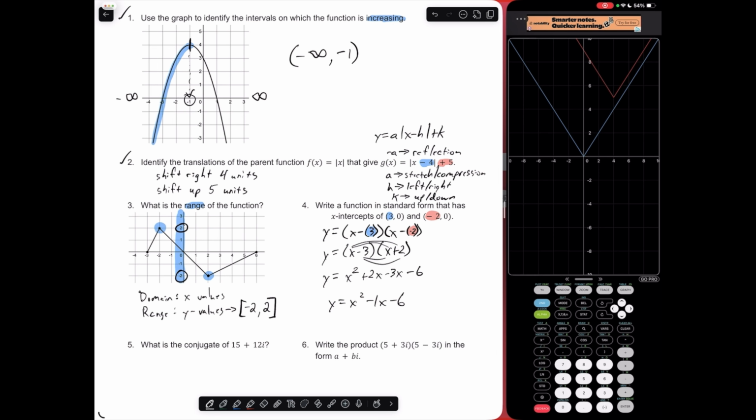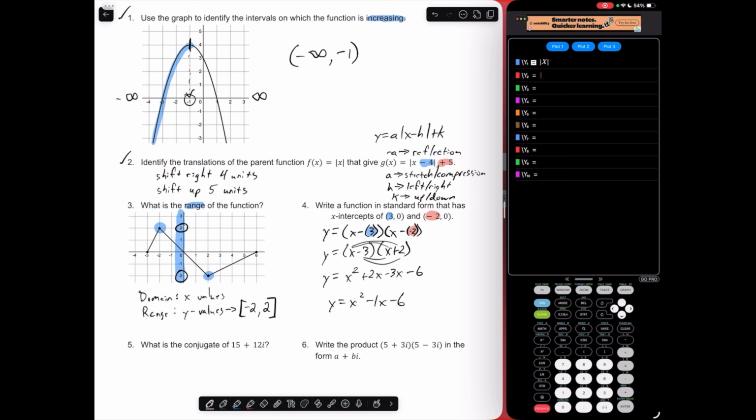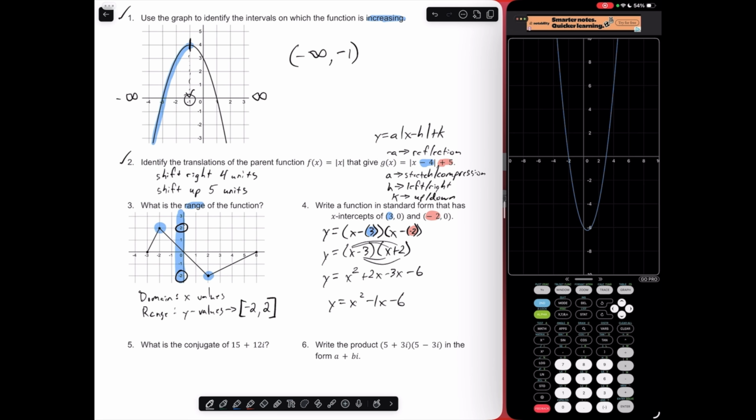And if you just want to check things like this, you can always go to your calculator graph. You would type in your x squared minus 1x, or just minus x, minus 6. You're going to hit graph, and then we see that it crosses at negative 2 and positive 3. So this checks out.